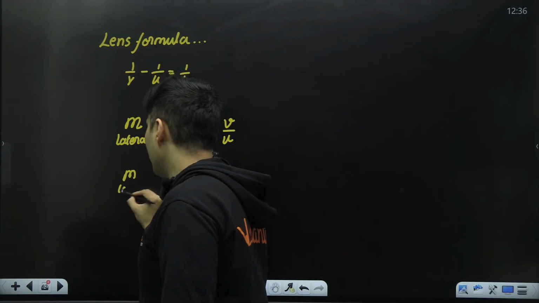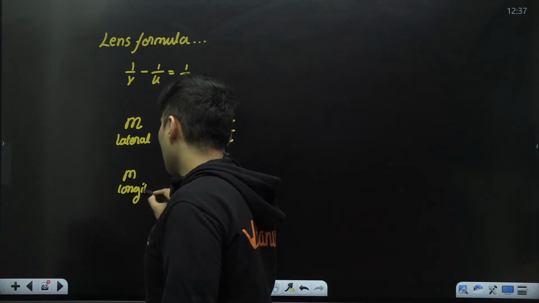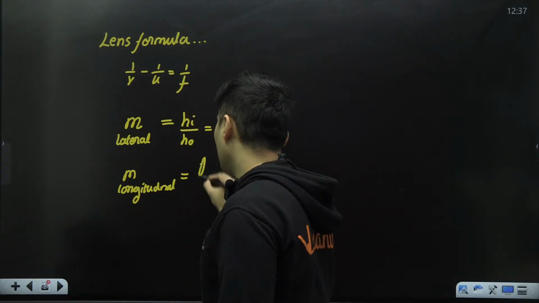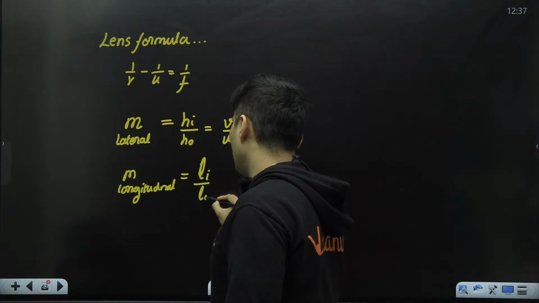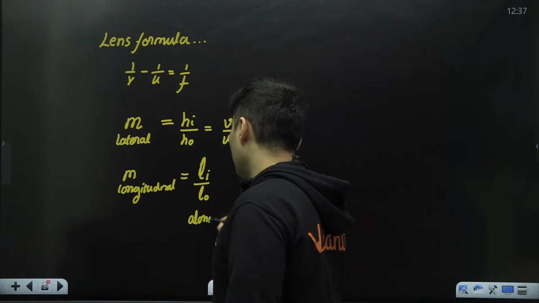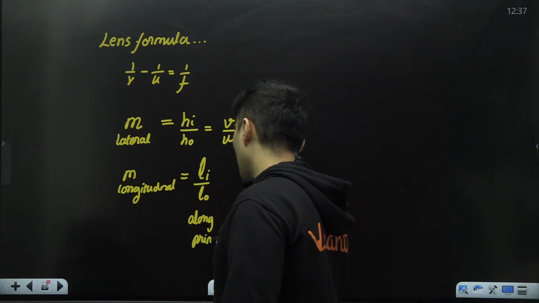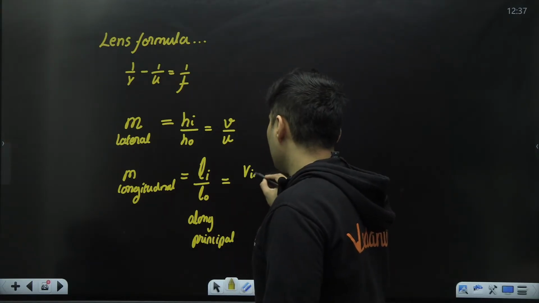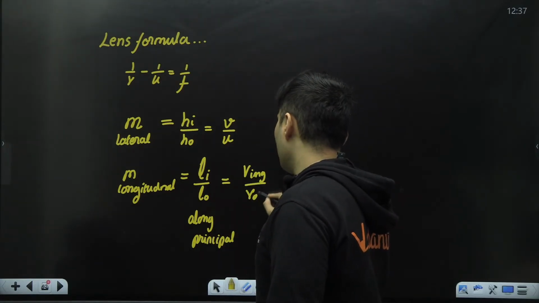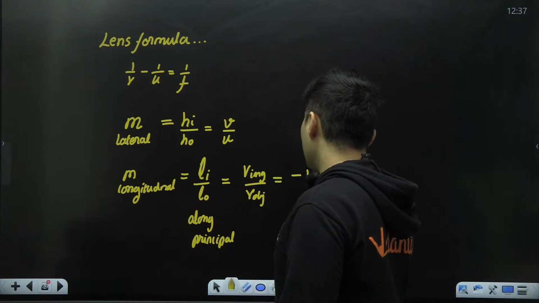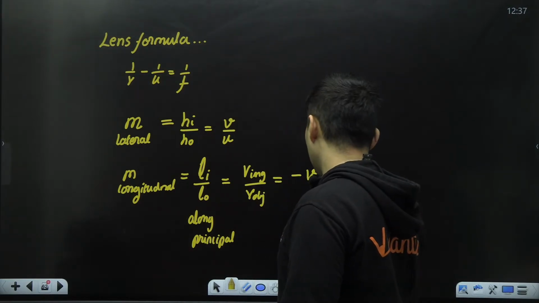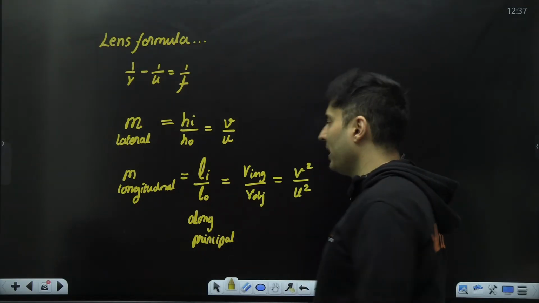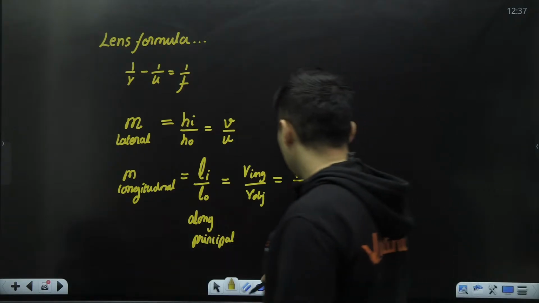The longitudinal magnification, which is length of the image upon length of the object, this is along the principal axis, is the image velocity by the object velocity, which is negative v square. Sorry, negative is not there. It's just v square by u square. These are the formulas.